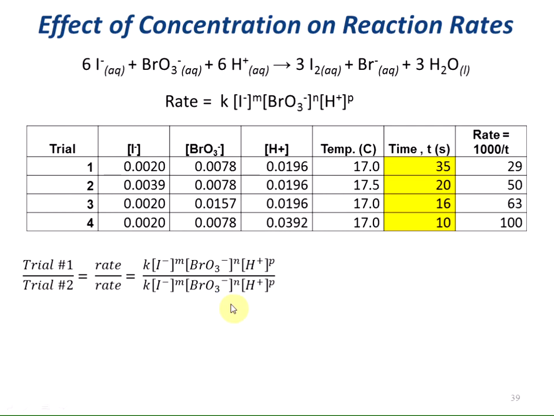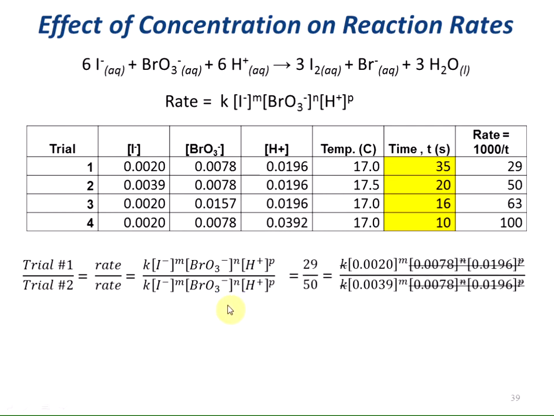Now I can plug in the values that I know. So we said the rate of trial 1 was 29, the rate of trial 2 was 50. So this is where this ratio came from. Now, I've also got the k on both top and bottom. Those k's will cancel each other out, so I don't have to know the rate constant there.